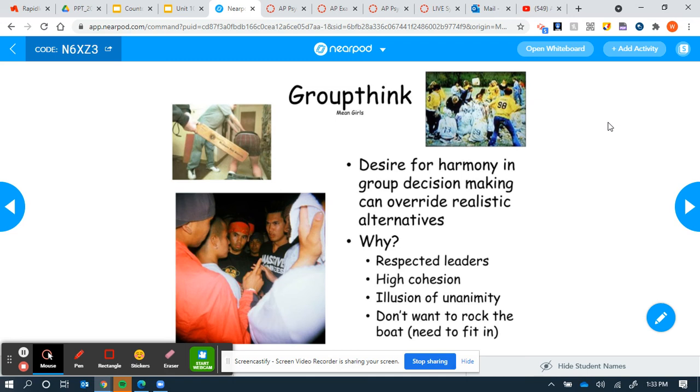Groupthink is the idea that just because we are in a group does not mean that the group makes a good decision. There is this assumption that groups make better decisions than individuals.